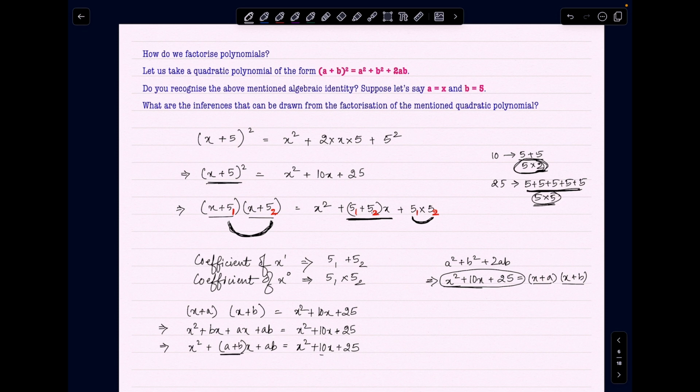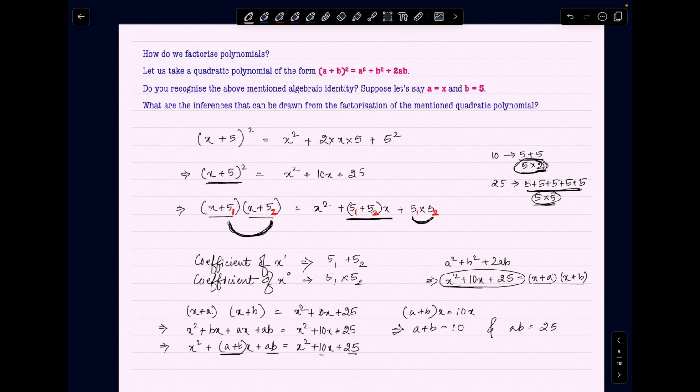x square is x square. (a plus b)x is 10x. That means a plus b equals 10. Similarly, here ab equals 25, that means a into b equals 25.